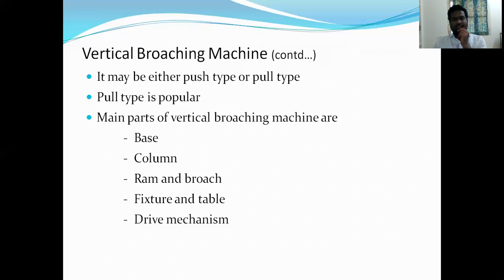Only a small amount of metal is removed. The drive mechanism is used to move the ram, and it may be hydraulically operated. So it drives the ram. When the ram is moving, the broach tool is moving, and with that broach tool the manufacturing process takes place.